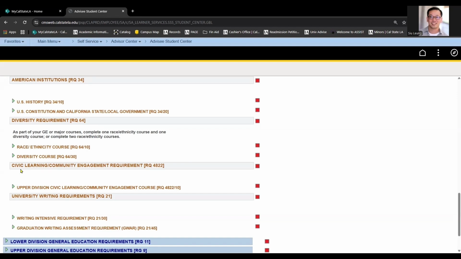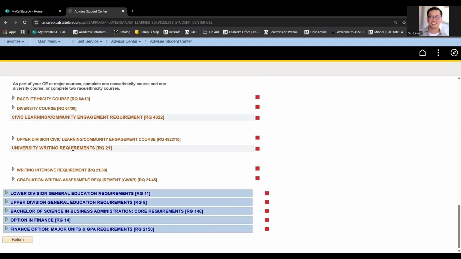So as you can see here, we need a civic learning, but not just any civic learning. We need an upper division civic learning. So that means this civic learning course is an attribute and it has to be coming from a 3,000 level or a 4,000 level course. So just keep that in mind.